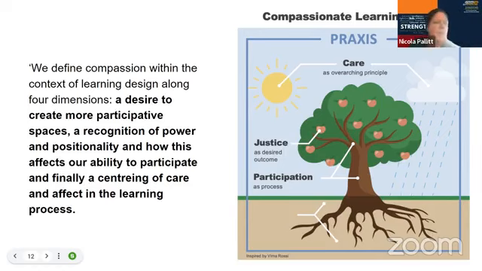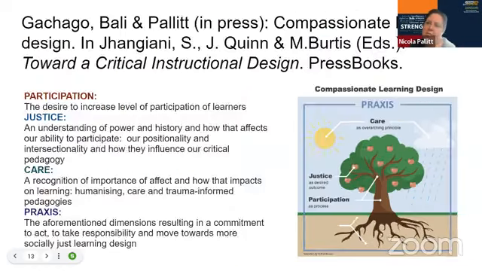Maha, Daniela, do you want to add to this? Is this a 4 thing? No, it's just 3. Justice, care. The 4th thing is praxis. So what does praxis mean? Can you tell me more about praxis? The praxis is more about that commitment that Daniela spoke about, that wanting to act and take responsibility, and really that intentionality about more socially just and compassionate learning design.